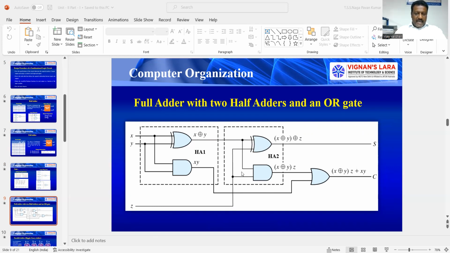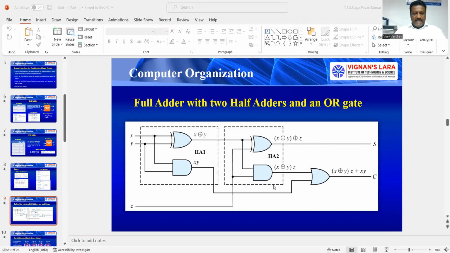In the second half adder, again we have an exclusive OR gate as well as an AND gate. The output of this exclusive OR gate is X exclusive ORed with Y, and that is XORed with the third input, that is Z. So the output of this exclusive OR gate is X exclusive ORed with Y exclusive ORed with Z, which is the sum output. Just now we went through the full adder circuit: the sum output is the exclusive OR operation between all our three inputs.